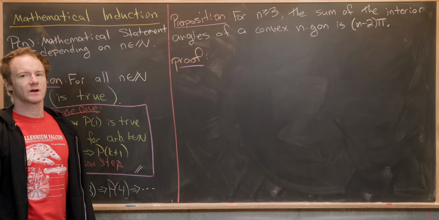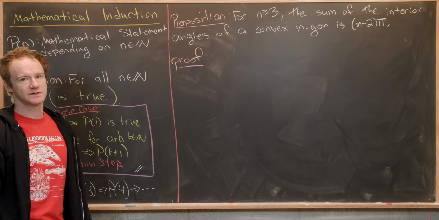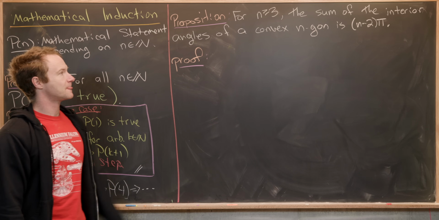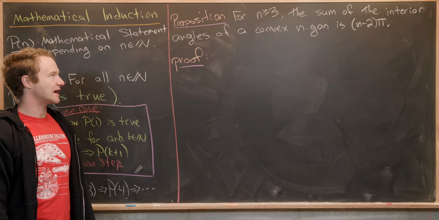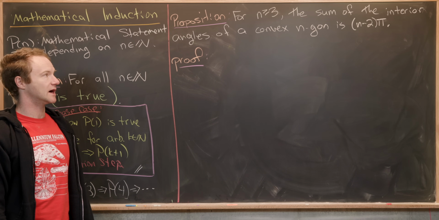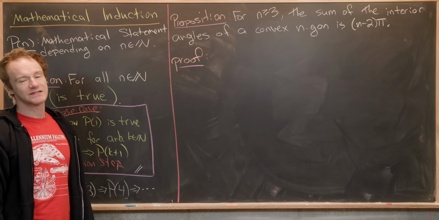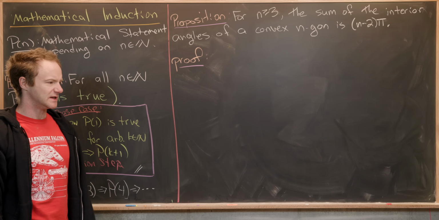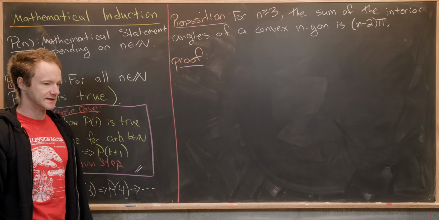For our last example, we're going to look at a pretty classic geometry result. So we want to show for n bigger than or equal to 3, the sum of the interior angles of a convex n-gon is n minus 2 times pi. So you can take convex to be defined several different ways.